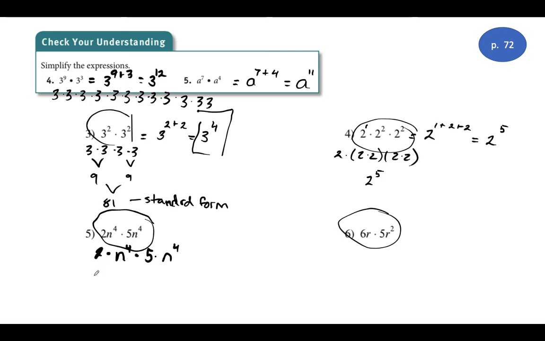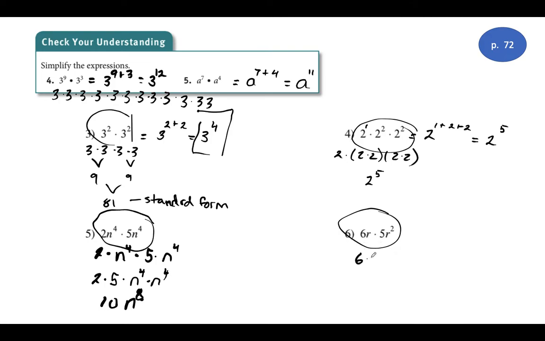So I could rearrange this using the commutative property of multiplication and make this 2 times 5 times n to the 4th times n to the 4th. And then I would multiply the 2 times 5. There's no repeated multiplication here, so I'm not going to use exponential form. I'm just going to write 10. And then I can add 4 plus 4 and get n to the 8th power. There we go. All right, number 6.